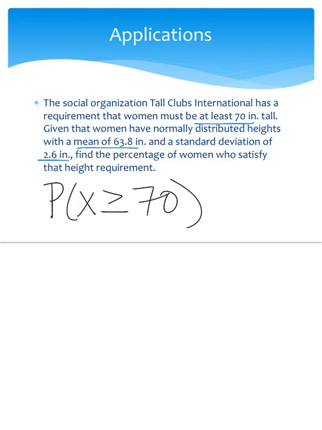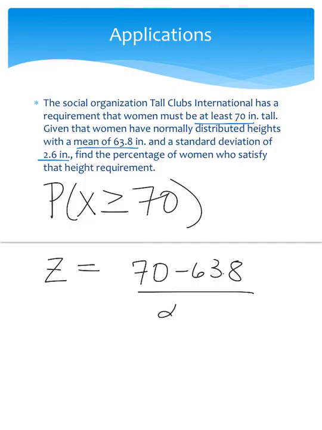70 is not a z-value though, so we need to convert it, and that's where we use that formula. So we're going to take 70 and subtract 63.8 and divide that answer by 2.6. That will give us our z. When you get that answer in your calculator, you should find that z is approximately 2.38.